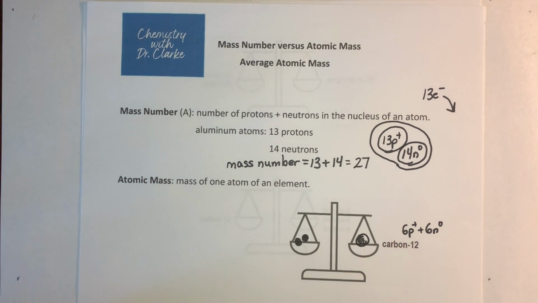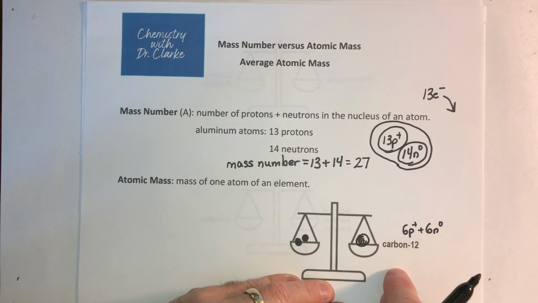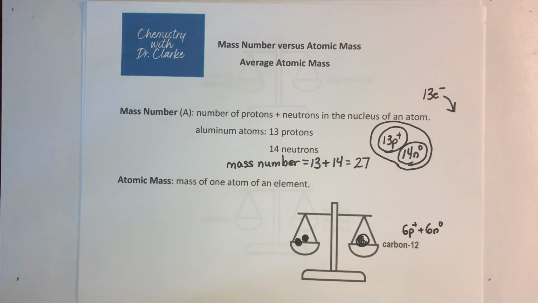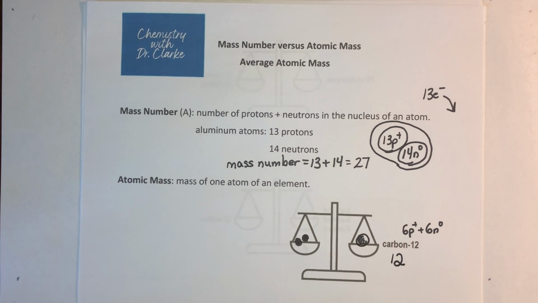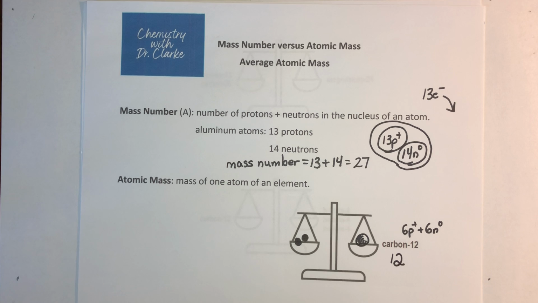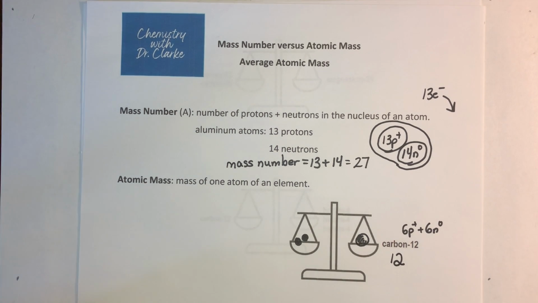So what we've decided is that we're going to assign this a weight. We are going to say that if you had a scale and you could actually measure a carbon-12, we're going to say it weighs exactly 12. Now, we just made that up. We decided if you got a carbon-12 and you put it on a scale and you measured how much its mass was, we decided to call that a 12. Now, it's not 12 grams because it's too tiny. It's not 12 kilograms because it's too tiny.